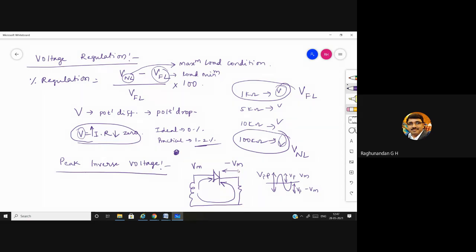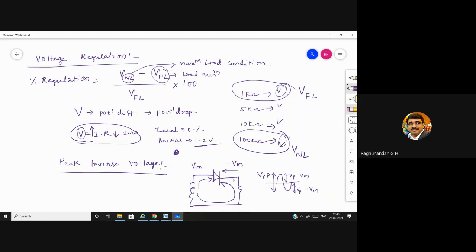So peak inverse voltage is the voltage that appears across the diode during the non-conducting condition, that means under reverse bias condition. Or in other words, PIV is the maximum voltage a diode can withstand under reverse bias condition. This will be given by the manufacturer. We call it the PIV rating of a diode.